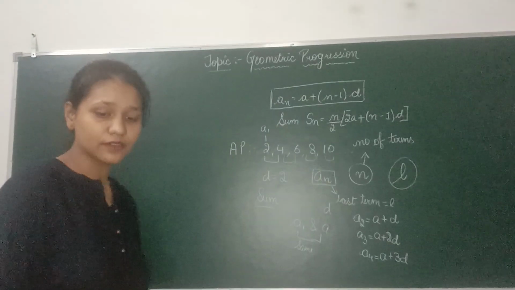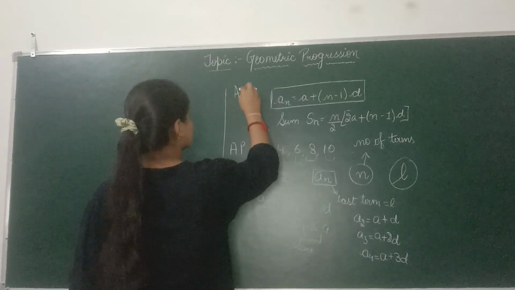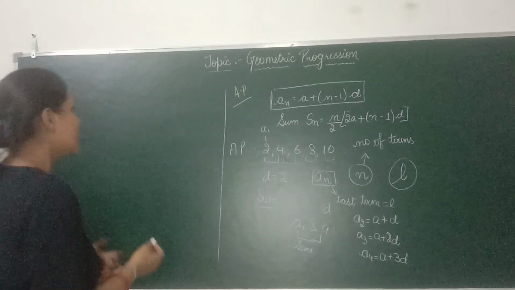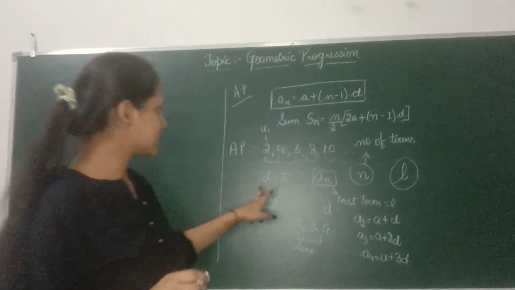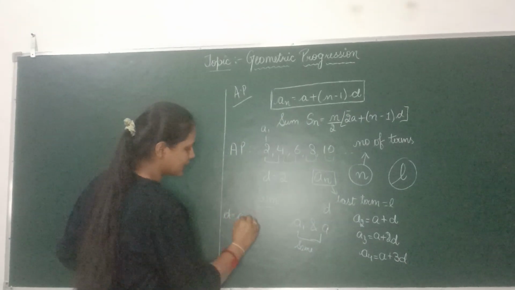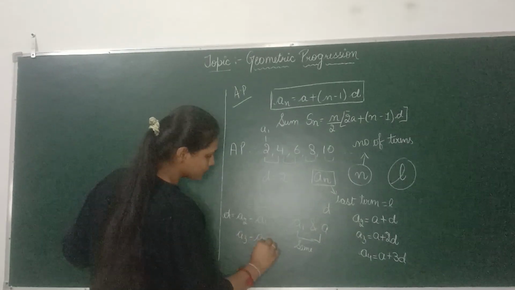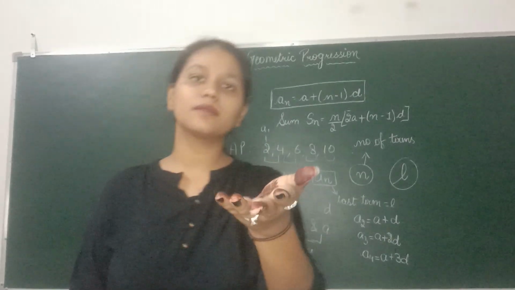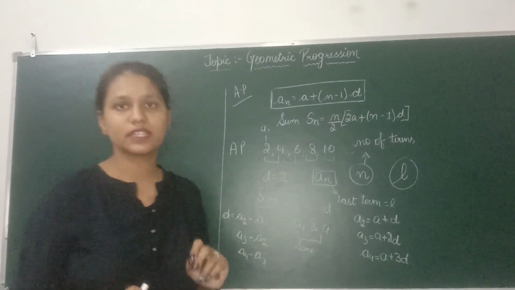These are for the AP, the arithmetic progressions. If we have to calculate the last term or the number of terms in the GP, the difference is not given. In the AP series, the difference should be calculated, that is a2 minus a1, or a3 minus a2, or a4 minus a3. That means the succeeding term minus the previous term, and you can easily calculate the difference.